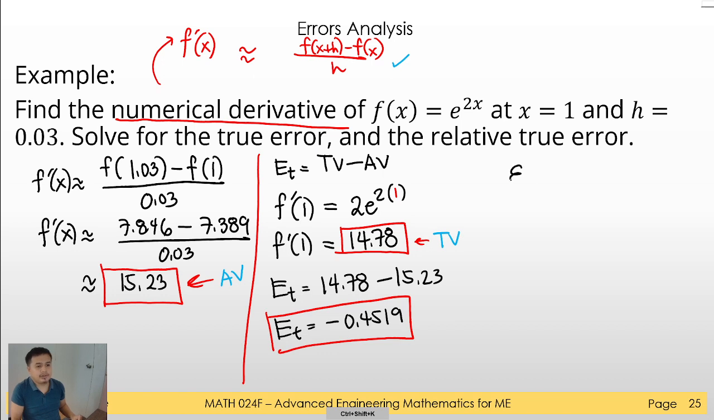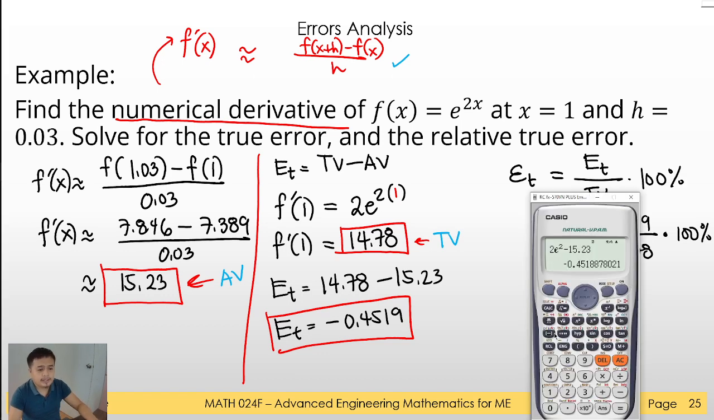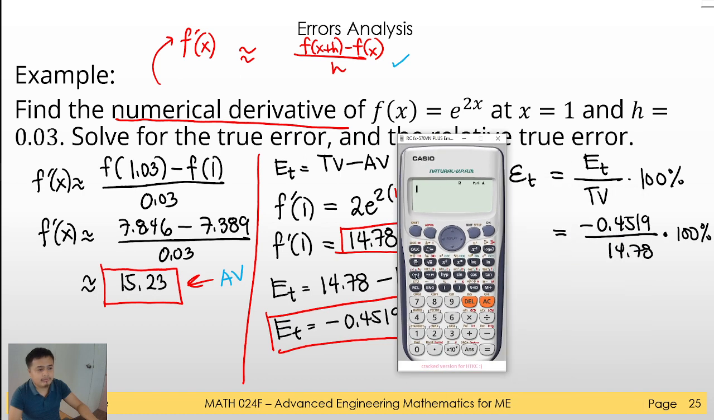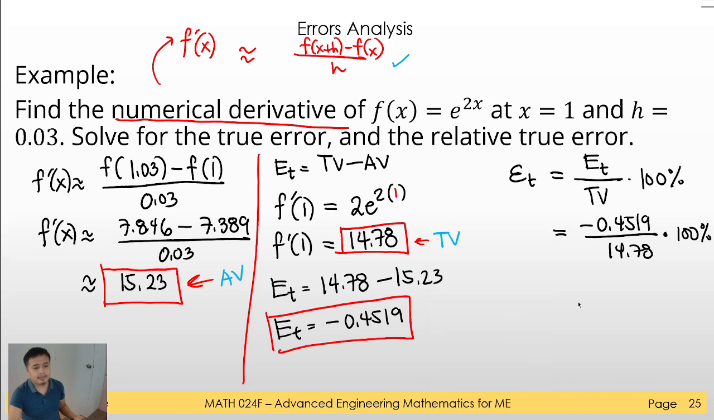Okay. So to find the relative error, epsilon sub E, that is the error term over the true value times 100. So this will be equal to negative 0.4519 over the true value, which is 14.78, times 100%. We have negative 0.4519 over 14.78, multiplied by 100. This is negative 3.058%. So this is your relative true error.